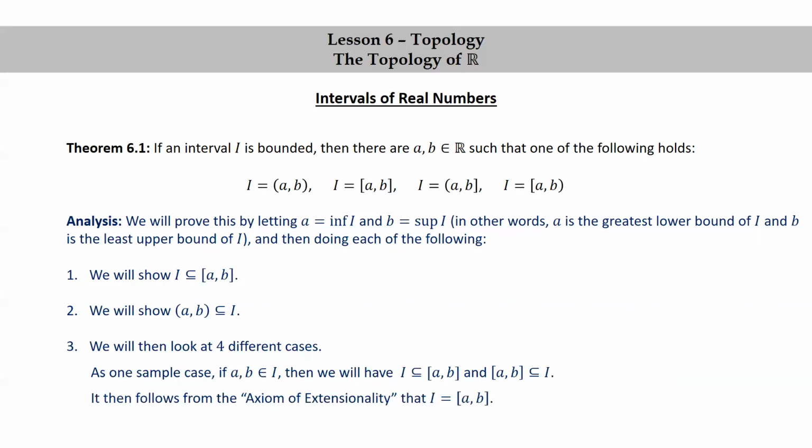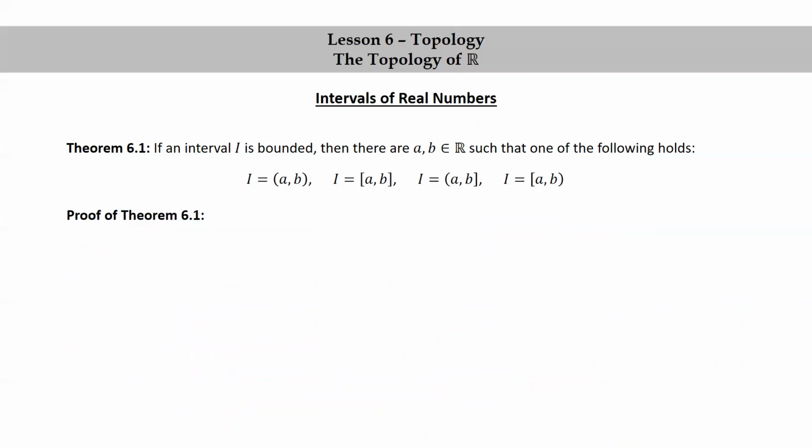Okay, so once we have that each of these 2 sets are subsets of each other, it follows from the axiom of extensionality that the 2 sets are actually equal to each other. Remember that the axiom of extensionality says that x equals y if and only if x is a subset of y and y is a subset of x. In other words, 2 sets are equal if and only if they're subsets of each other.